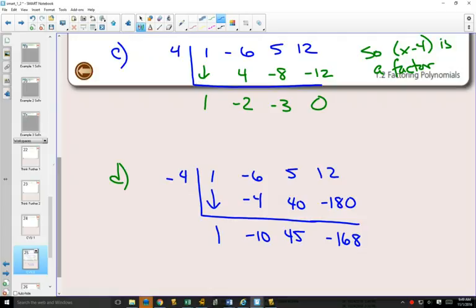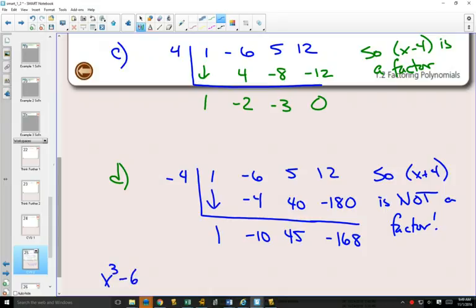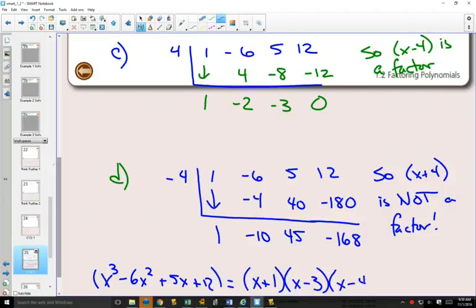In this case, x plus 4 is not a factor. Now there's a couple of ways we could have known already that x plus 4 was not going to be a factor. Because if we write out our original function, which is x cubed minus 6x squared plus 5x plus 12, we have factored this. In fact, we've factored it completely because we found out that x plus 1 is a factor, x minus 3 is a factor, and x minus 4 is a factor.